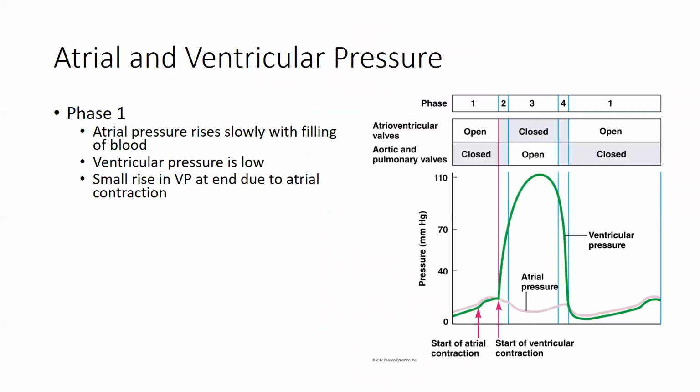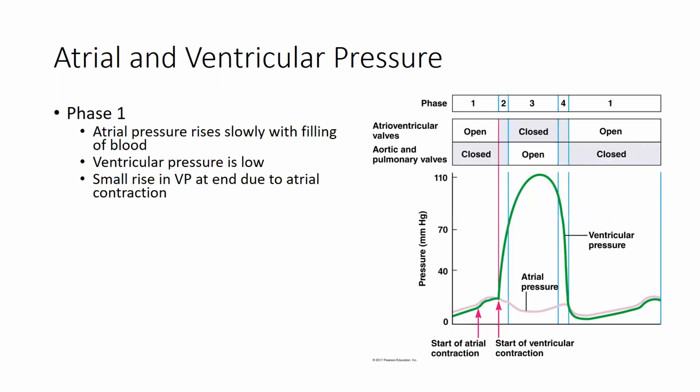Okay, now we're going to talk about the pressure. We're going to really zone in and talk about how the pressure is changing in the atria and the ventricle through each of these cycles, right? Through each of these phases. So in phase 1, what valves are open? What's happening in phase 1?